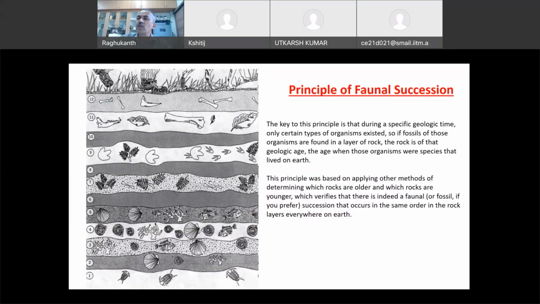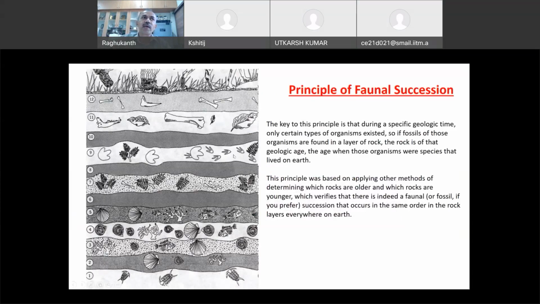Now the last principle which has been added is the principle of faunal succession. Of course this comes into paleontology and others also. Ten million years back, some specific organisms used to be there. Like that, slowly, each time you will have special organisms. So based on their carbon dating and their fossils, you can say.